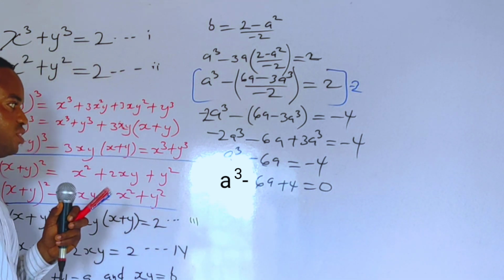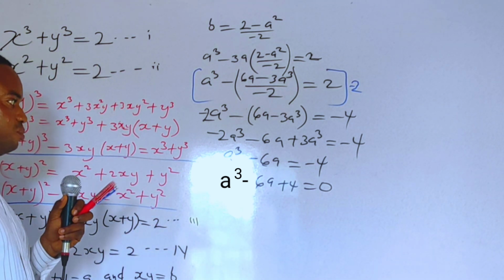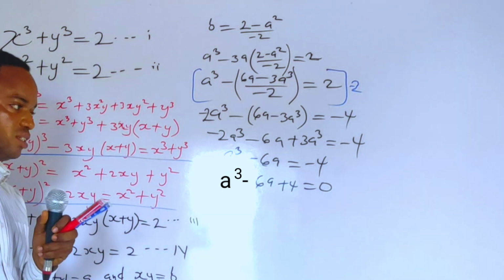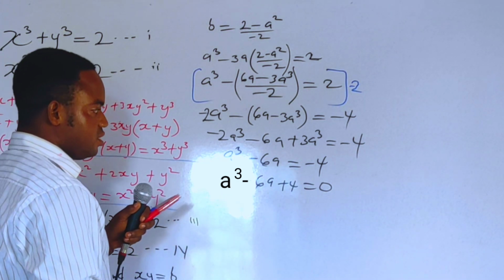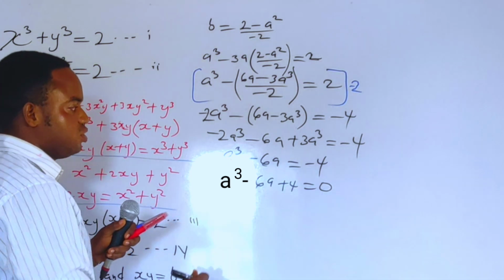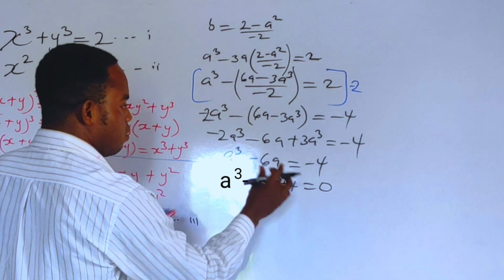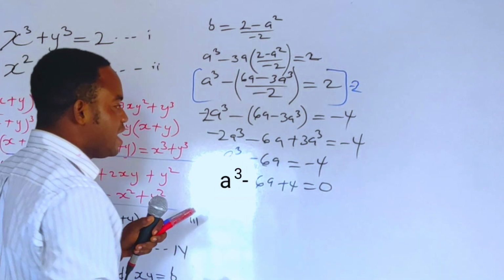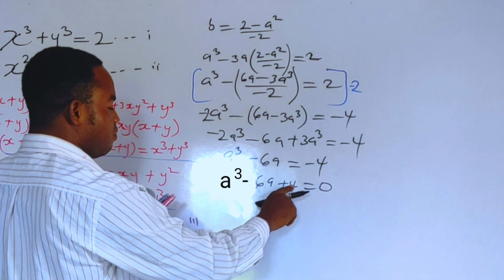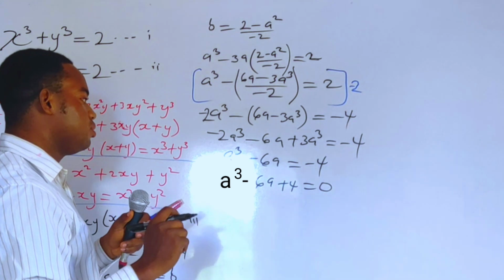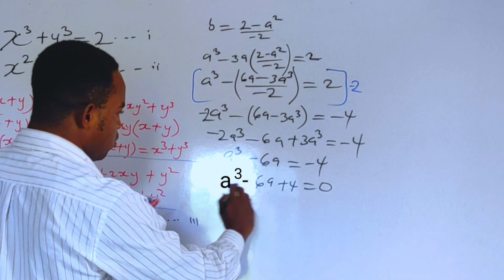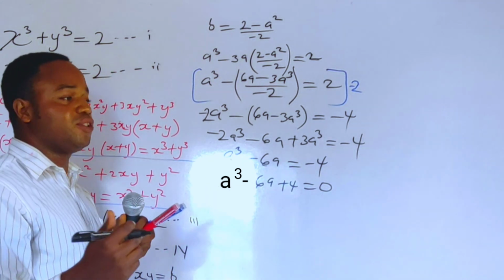Well, how do we solve this cubic equation? Well, let's use trial and error method. It is reasonable, when we're using the trial and error method, to start testing for factors of 4. So the factors that can go through 4 include 1, 2, and 4. So let us test for plus or minus 1, plus or minus 2, and plus or minus 4.